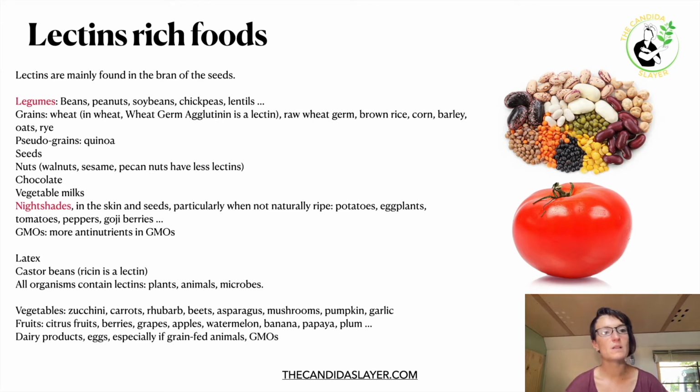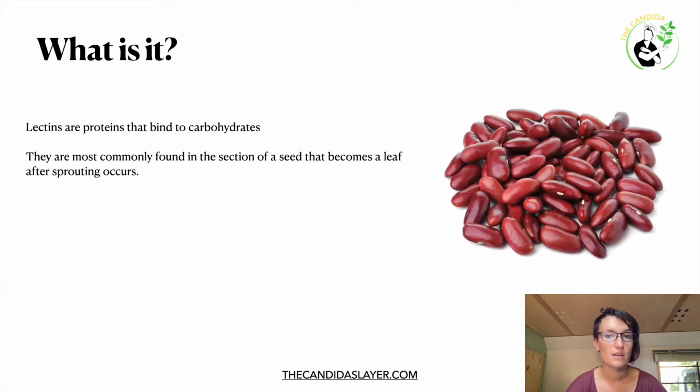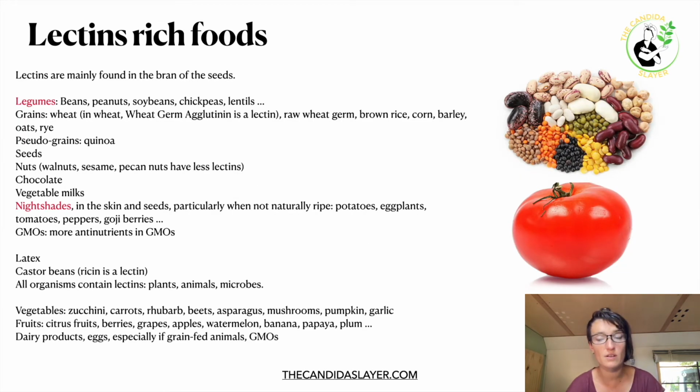Mainly legumes like beans, peanuts, soybeans, chickpeas, lentils. In grains also, especially whole grains. So you will find lectins in wheat. Some people say gluten is a lectin. Actually, it is not really a lectin, because lectins are proteins that bind to carbohydrates, and that's not really the case of gluten. But wheat has a lectin called wheat germ agglutinin, WGA. That's a lectin that can cause issues to people who eat wheat. So it's not only gluten.